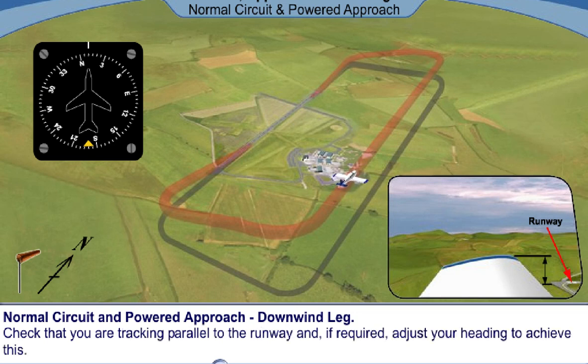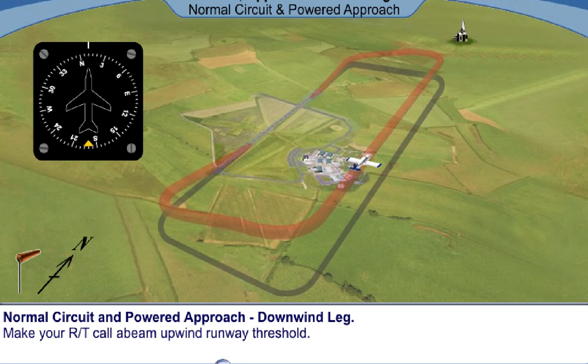At the same time, assess any tendency to converge or diverge with the runway and adjust your heading accordingly. Pick a reference point ahead, outside the circuit area. This will help you maintain your heading while you do the pre-landing checks. When you're level with the upwind end of the runway, call downwind on the RT and state your intention to land, touch and go, or low approach.